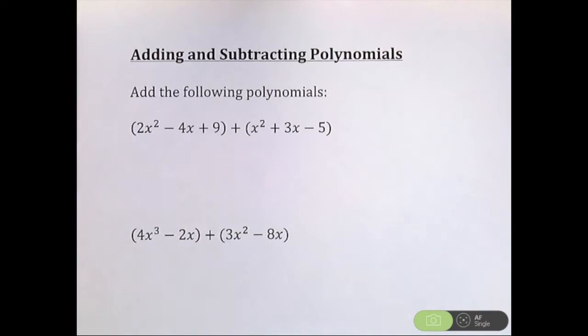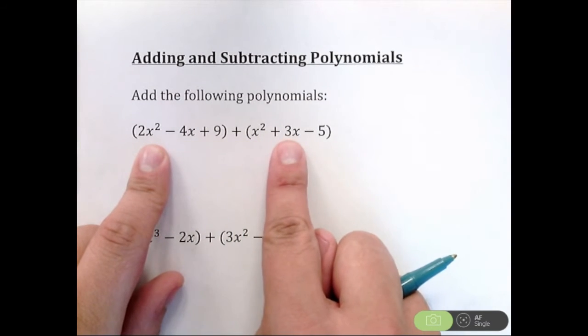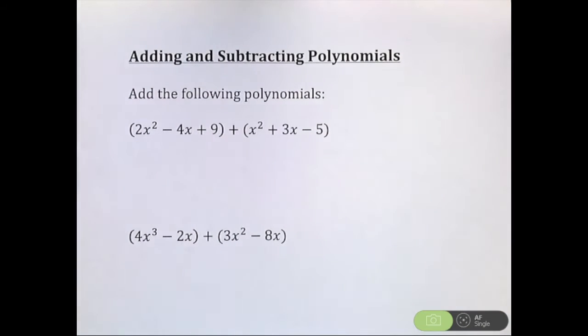Let's talk about adding and subtracting polynomials. So I'm going to show you addition first, and then we'll move to subtraction. The big idea here is you do want to take your time with these. They can be very simple, and they should be, but a lot of mistakes can be made if you rush it. So I have (2x squared minus 4x plus 9) plus (x squared plus 3x minus 5).